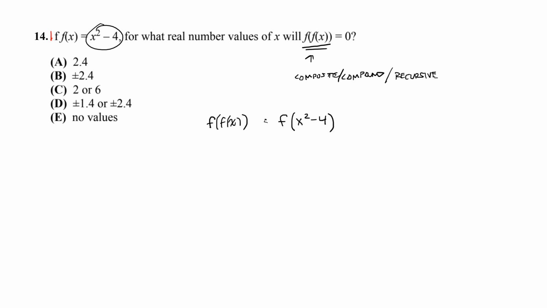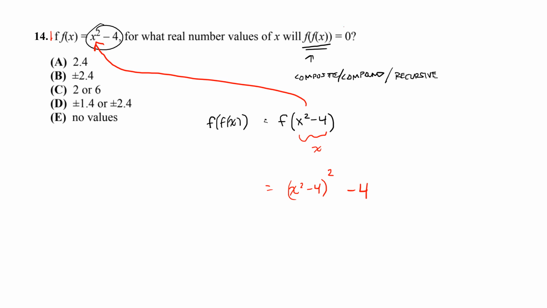We now have to plug in, so this is kind of like an inception, right? We're now plugging in this as x. We have to plug that back into that x, okay? So we're looking at x squared minus 4, that is x now, squared minus 4. So that's that recursion. Let's try to solve and see what we can get.